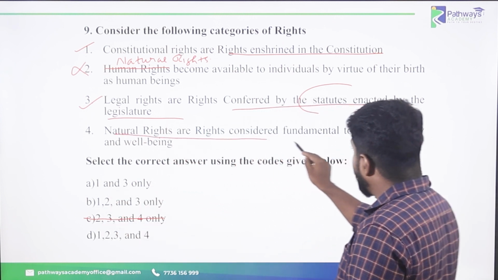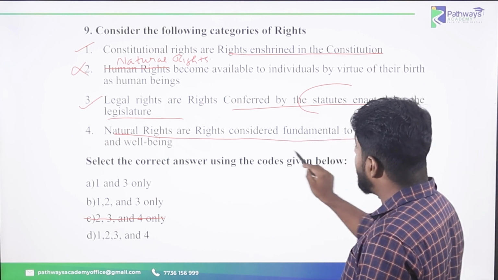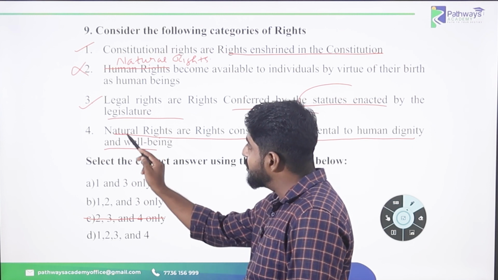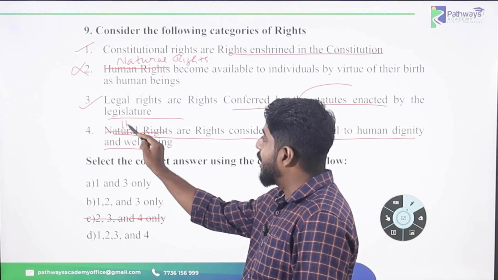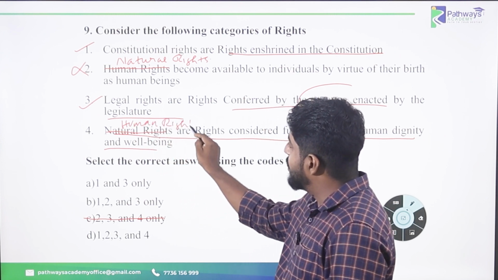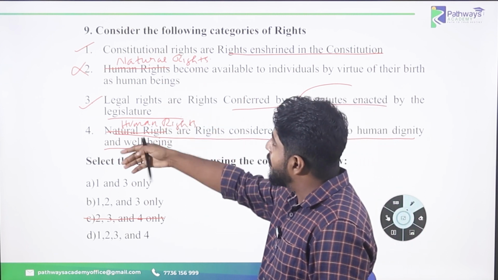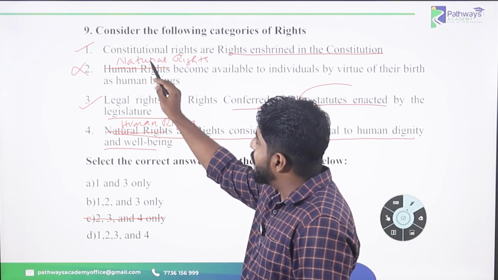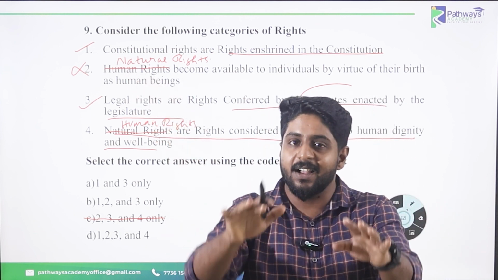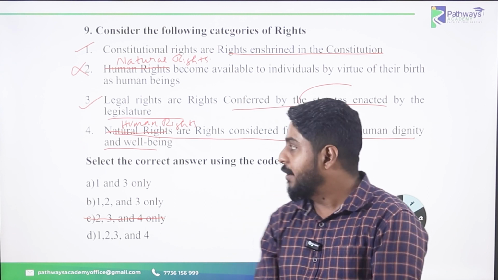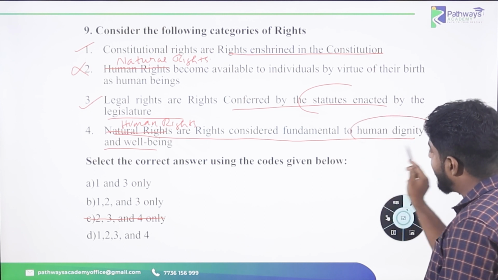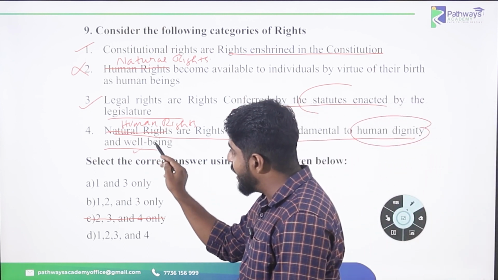Natural rights are rights considered fundamental to human dignity and well-being. Sir, this is in fact human rights. This is in fact human rights. So there is a slight deviation, a tilt. That is, the explanation of human rights has been substituted with natural right. So it is just a kind of making you confused. Okay. So human rights are rights considered fundamental to human dignity and well-being.